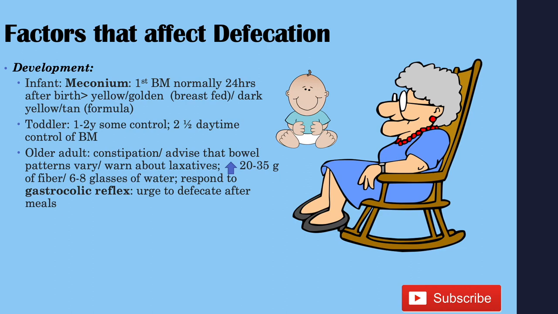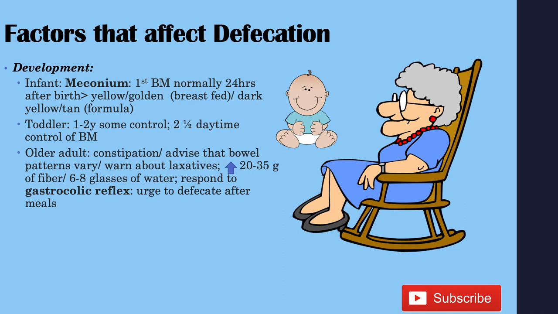And if they are concerned about having constipation, they can increase their fiber to 20 to 35 grams of fiber per day. They should also include 6 to 8 glasses of water in their diet, and anytime that they have the urge to defecate, which is called the gastrocolic reflex, they should definitely go ahead and defecate, because ignoring that urge to defecate can also result in constipation.